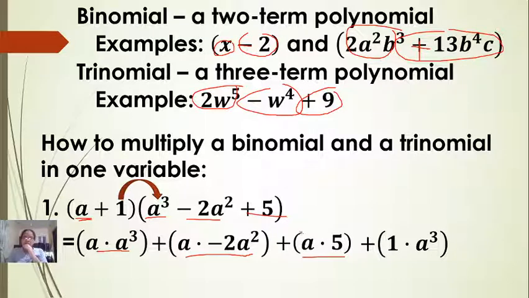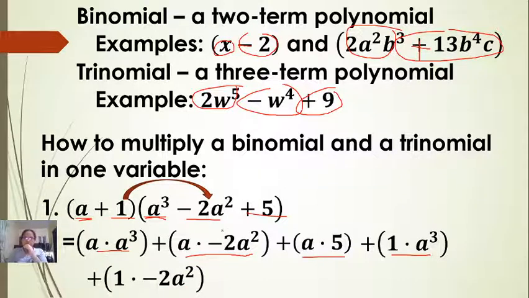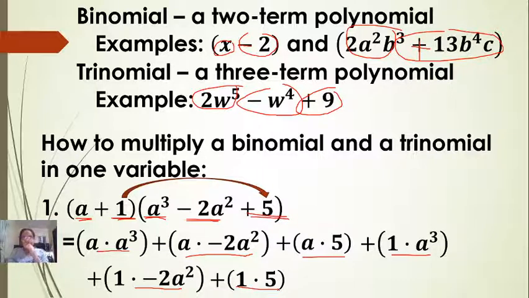Next is multiply the second term in the binomial by the first term in the trinomial, so that's 1 times a cubed. Plus the product of the second term in the binomial and the second term in the trinomial, so that's 1 times negative 2a squared. And lastly, the product of the second term in the binomial and the third term in the trinomial, which is 1 times 5. We separate them by plus.